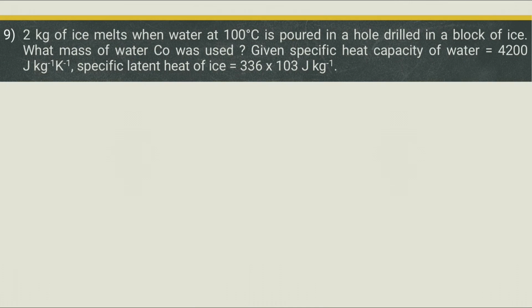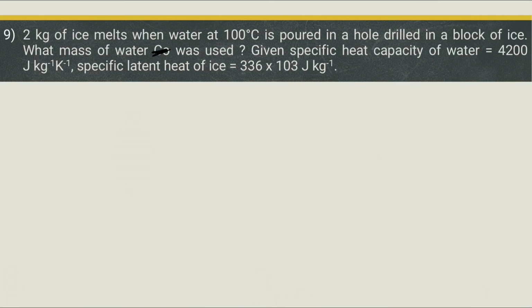All right, next question. Ninth. 2 kg of ice melts when water at 100 degrees Celsius is poured into a hole drilled in a block of ice. So what is the mass of ice? 2 kilogram. And ice melts when water at 100 degrees Celsius is poured into it. What mass of water was used? Okay, this is a typo. What mass of water was used?